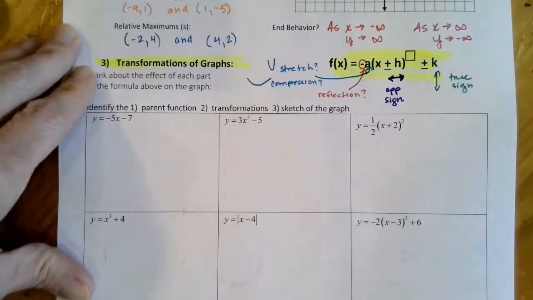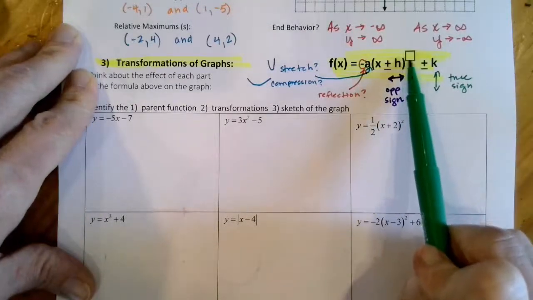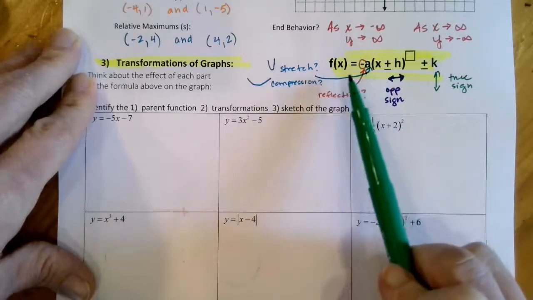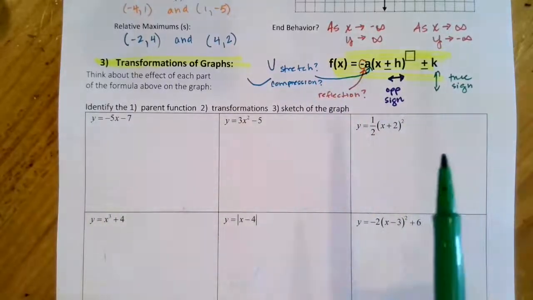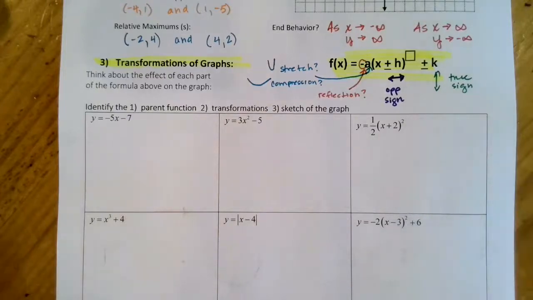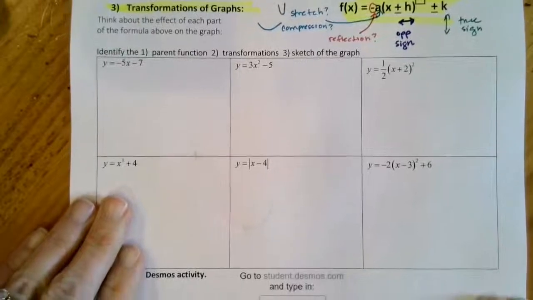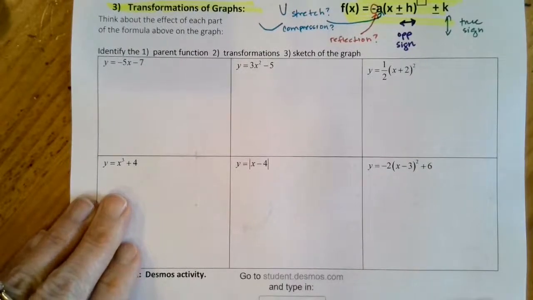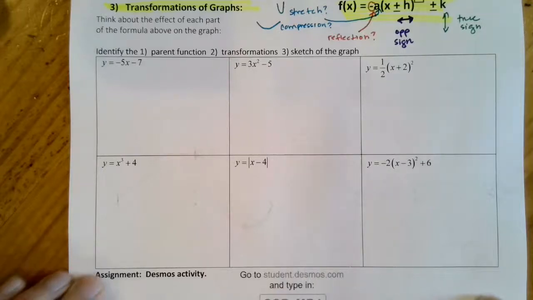So when we look at each graph, it doesn't matter what power it is or whether it's an absolute value, my A and my H and my K tell a story of where the graph is on the coordinate plane. All right, so when we look at our exercise here, it says identify the parent function, transformations, and then do a brief sketch of the graph.